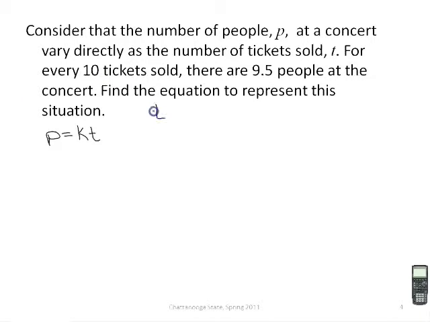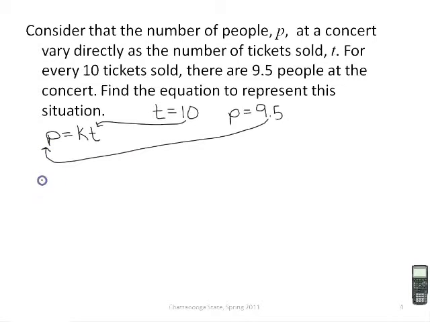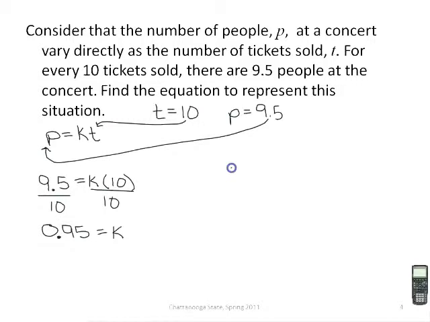So for every 10 tickets sold, that means when T has a value of 10, the number of people at the concert has a value of 9.5. So what we do is we plug these numbers into our equation for T and P to find out what our constant is. So we have 9.5 equals K times 10. So to get the K, of course, we divide by 10. So 9.5 divided by 10 would be 0.95. So that is my K. That is my constant of proportionality.